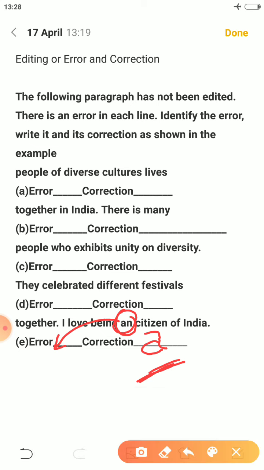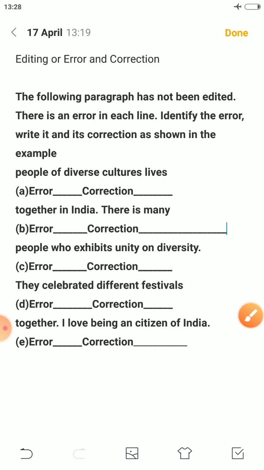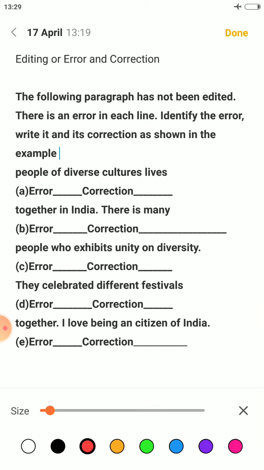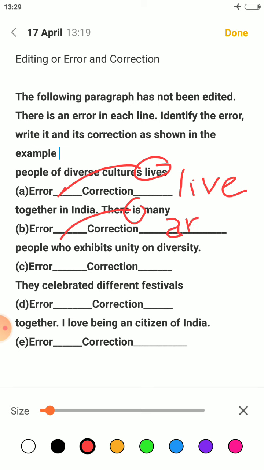Once again I'll tell you the first question to revise your answers carefully and easily. The first line is: People of diverse cultures leaves. Leaves is an error here. The correction should be leave. Second question: Together in India there is many. Is is not suitable, so is is the error and the correction should be are. Because many, all, both are considered plural, and is is a singular verb, so we'll opt for are.